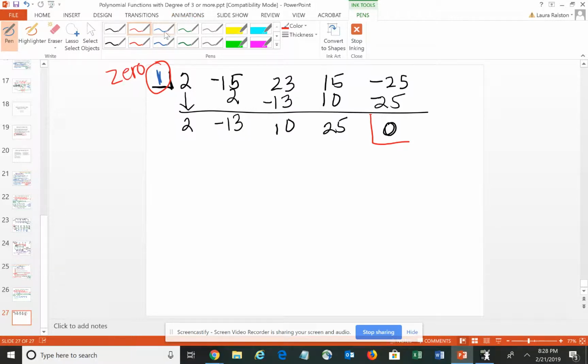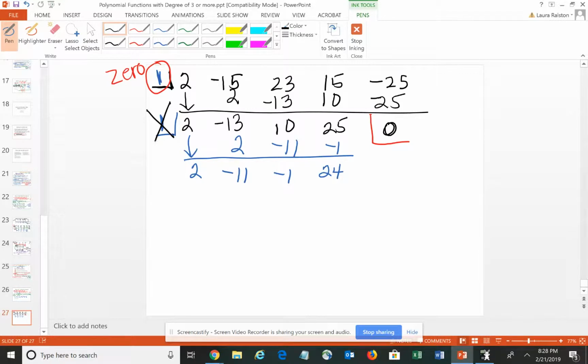Now, again, we should at that point double check and make sure that 1 doesn't occur again, that it doesn't have multiplicity. So I'm going to try the 1 again. Drop the 2. 1 times 2 is 2, plus negative 13 is negative 11, times 1 is negative 11, plus 10 is negative 1, times 1 is negative 1, which gives me 24. So it does not work a second time, so it only occurs once.